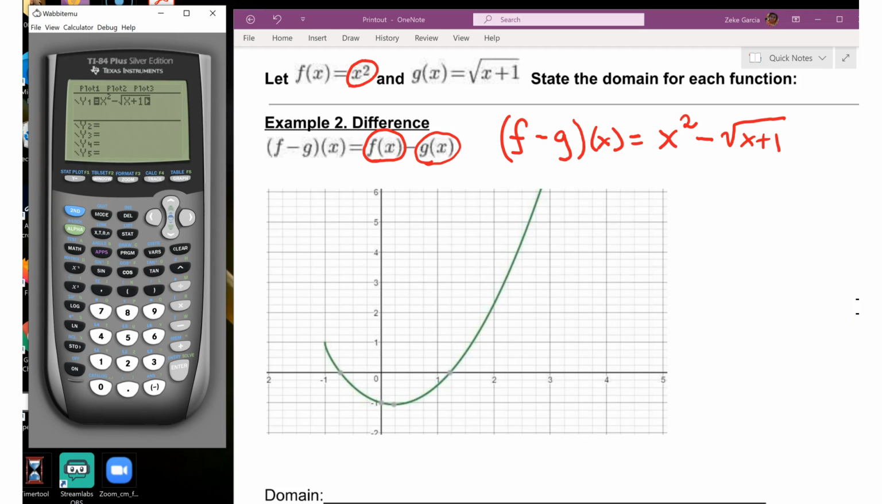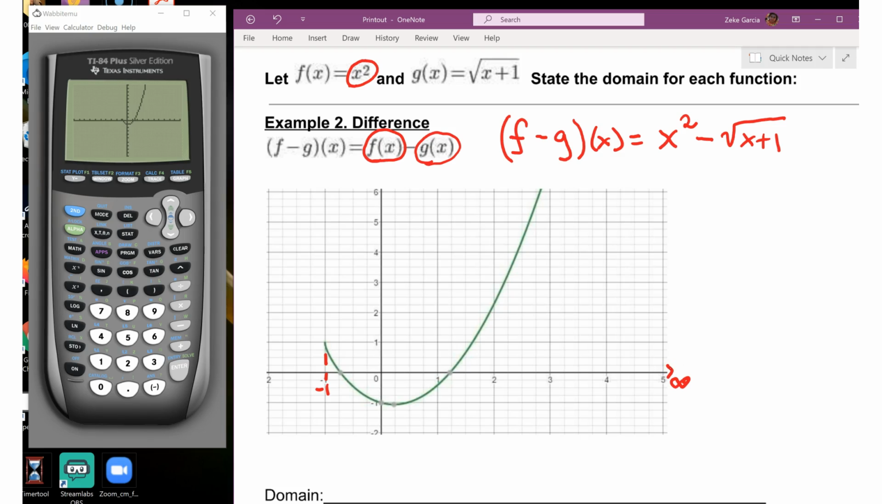So now you notice that on the TI-84 calculator we have x squared minus the square root of x plus 1. Remember that we are subtracting the two functions f and g. So I'm going to go ahead and press graph. And you get the same picture that is here on the screen. Now we've got to figure out the domain. So we know once again it starts at -1 and it does go to infinity.